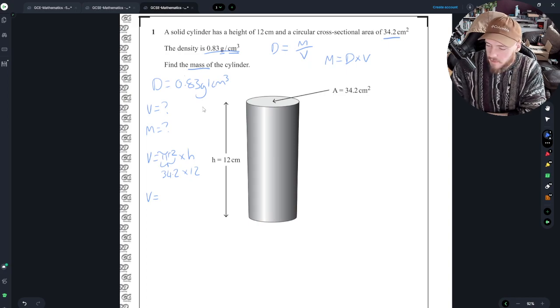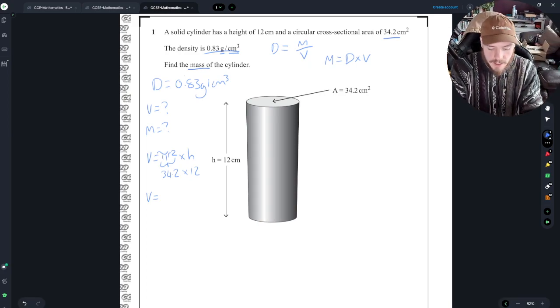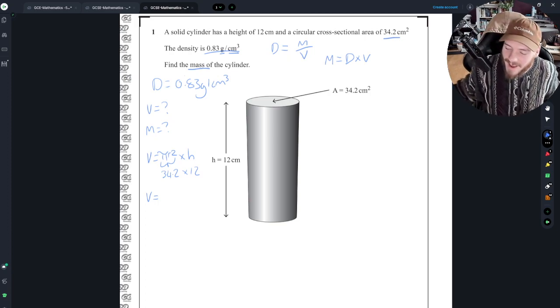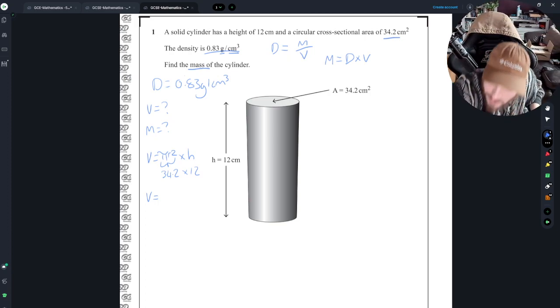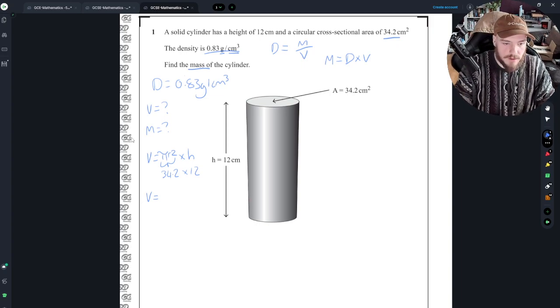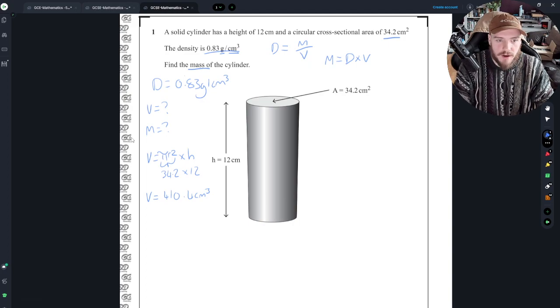So volume is equal to, one second, let me type it in my calculator here. 34.2, if my calculator would turn on. One's out of charge, and this is why we've got two. So 34.2 multiplied by 12 gives us 410.4 centimeters cubed. So we have our volume, we have our density.